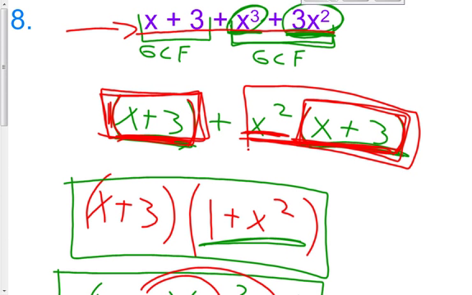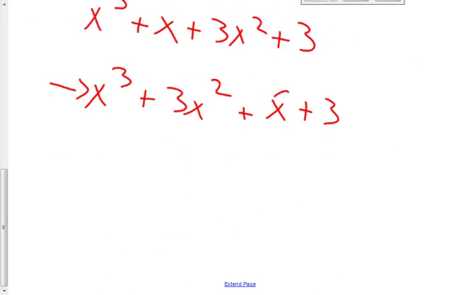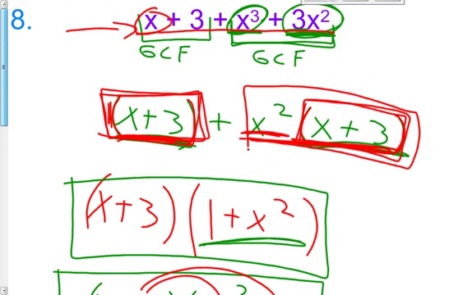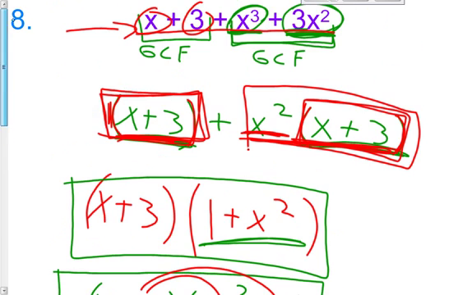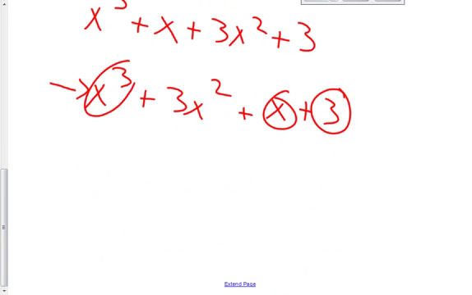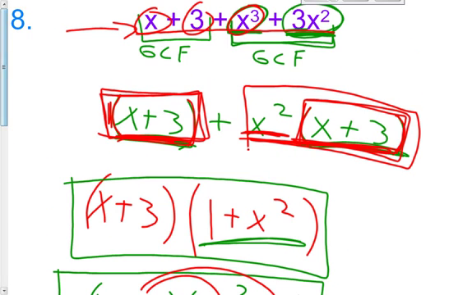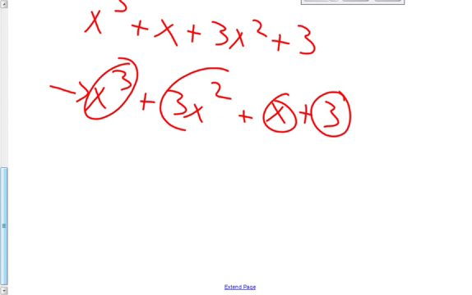I'm really butchering this problem, but as you can see, 1x and 1x, positive 3, positive 3, positive x cubed, positive x cubed, positive 3x squared, positive 3x squared. So if your question was, can I check my work when there's 4 terms? The answer is yes. All you have to do is FOIL.